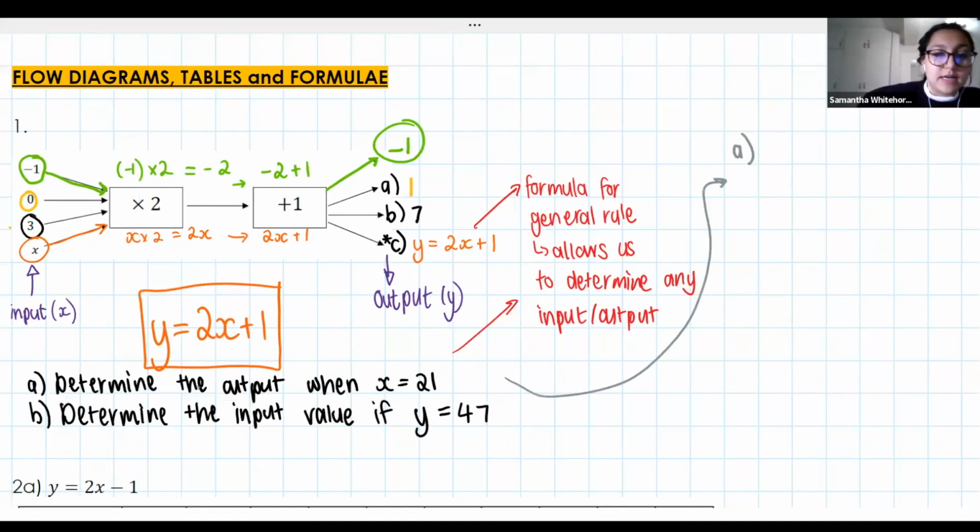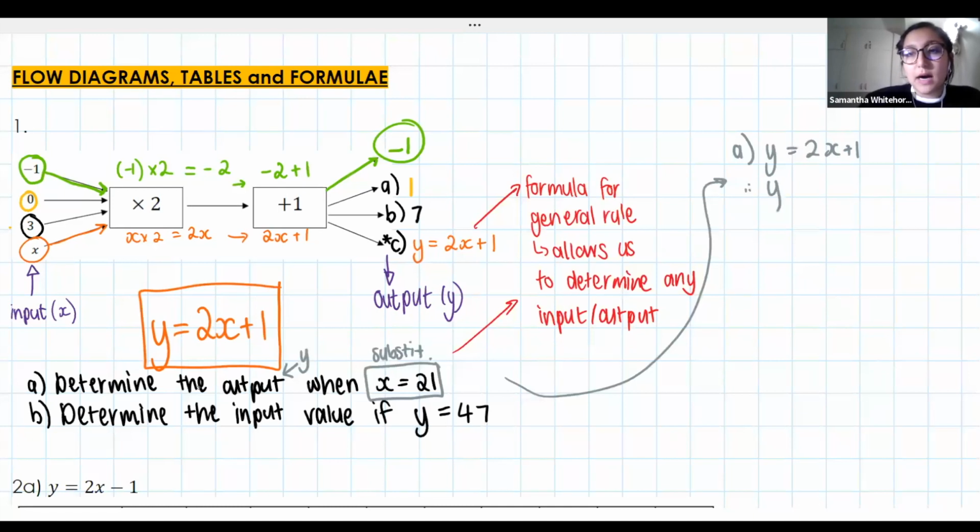What we need to realize is I'm asking you to determine the output. So I'm asking you to find y, and I'm giving you the value for x. So we need to substitute this into our formula to find y. So y is equal to 2x plus 1. We are looking for y, so y is going to stay there for now. That's what I'm trying to find. But I know that x is 21, so I substitute that in.